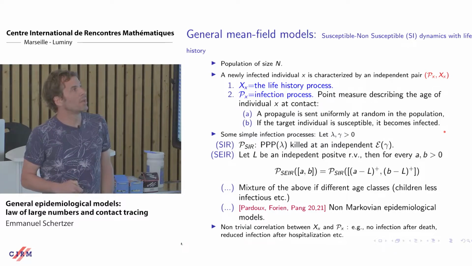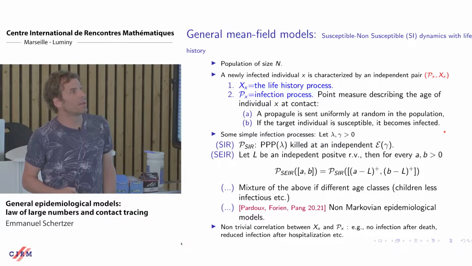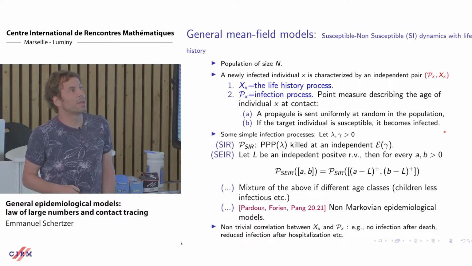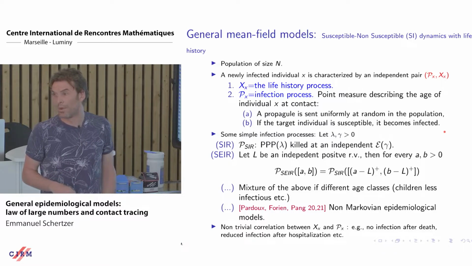So, for instance, if you want to get the SIR model, then the infection process will be a Poisson point process with a constant intensity measure, which is killed at an independent exponential random variable. Before the killing, you're infected, and after the killing, you're recovered. Okay? And you can already see from this standard model, as it's written at the bottom of the slide, that there is a non-trivial correlation, in general, between the infection process and the life cycle process. Since, for instance, if you die, of course, you're not infectious anymore. Okay?